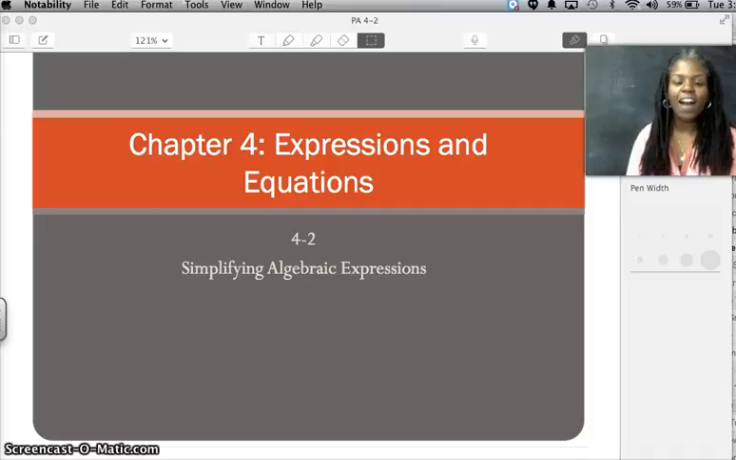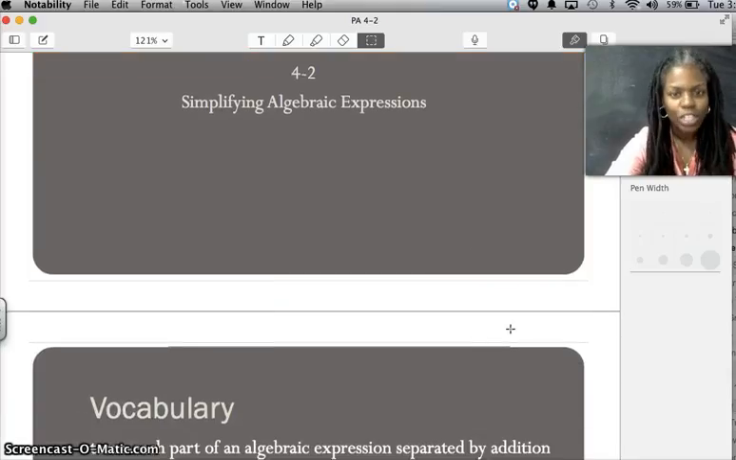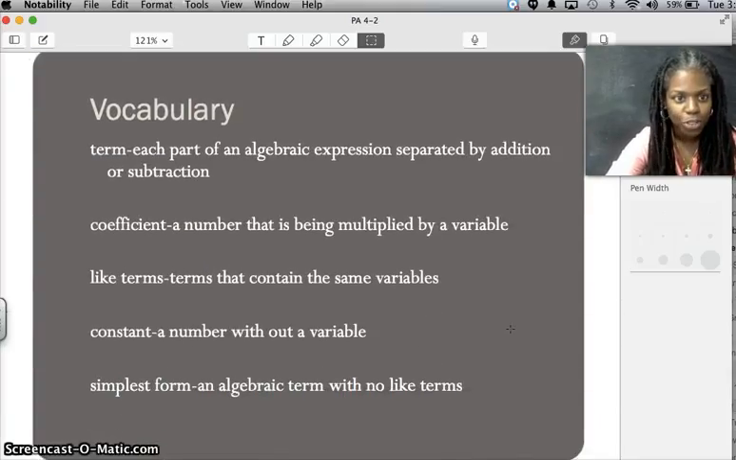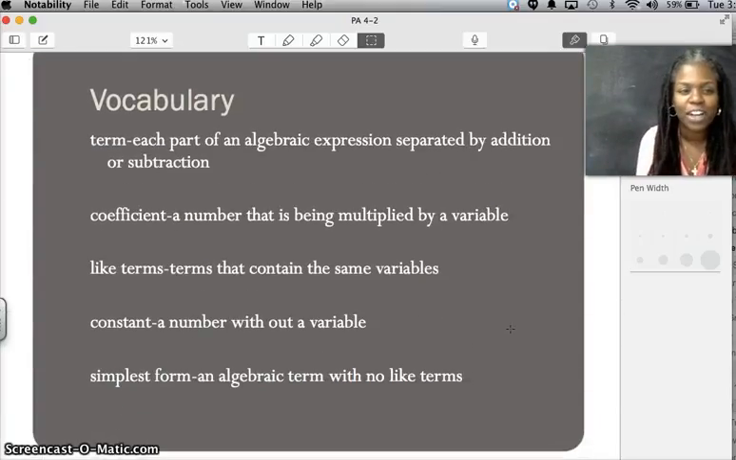Hey everybody, we are in chapter 4 and we're looking at section 4.2, and here what we're talking about is simplifying algebraic expressions. This is the technique in changing or adjusting your algebra problem, whether it's an expression or an equation, that you need to be aware of. So definitely take note with specific accuracy and focus as we look at some of these words and the process. It's not really hard, but you definitely want to take care to be sure that you know what you're doing. So let's take a look at our vocabulary.